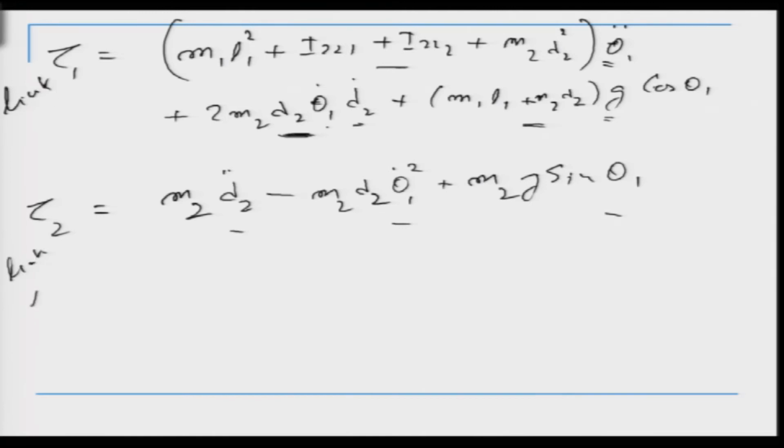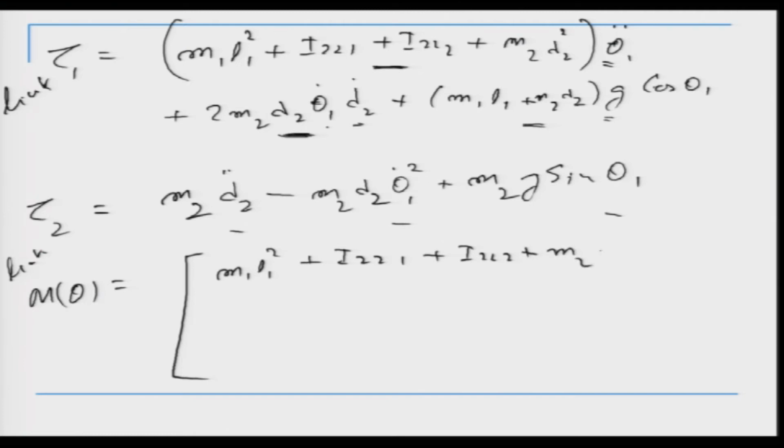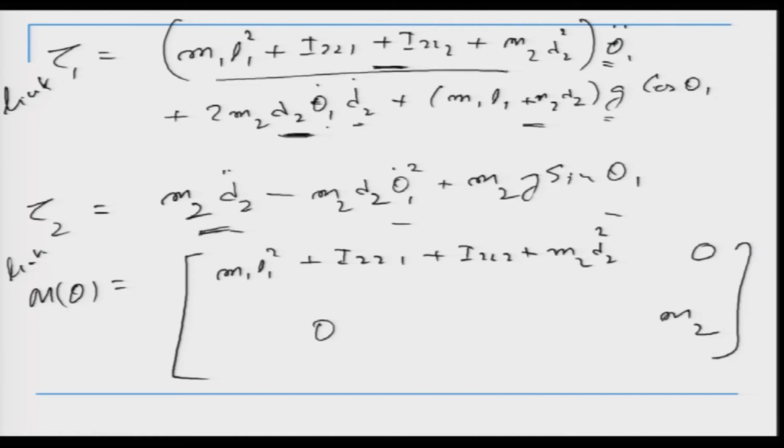If I write it in matrix form, then I can write it as M of theta, the inertia terms. What we do is I am going to bring the terms which are responsible for inertia, that is this, and write it as m 1 L 1 squared plus I z z 1 plus I z z 2 plus m 2 d 2 squared. This term is 0, this is 0, and this is m 2. So, we can see that m 2 is here, and this is my term here. So, this is something like the inertia matrix, and this is the inertia term.